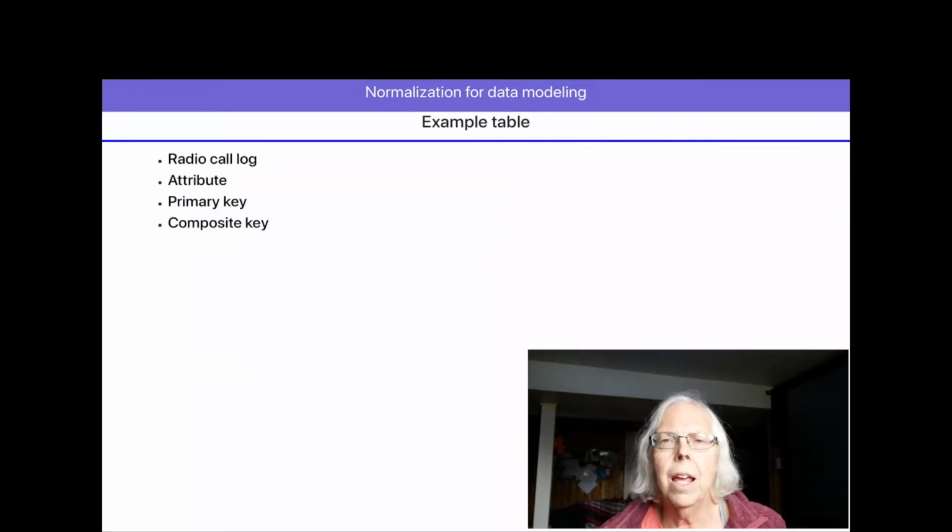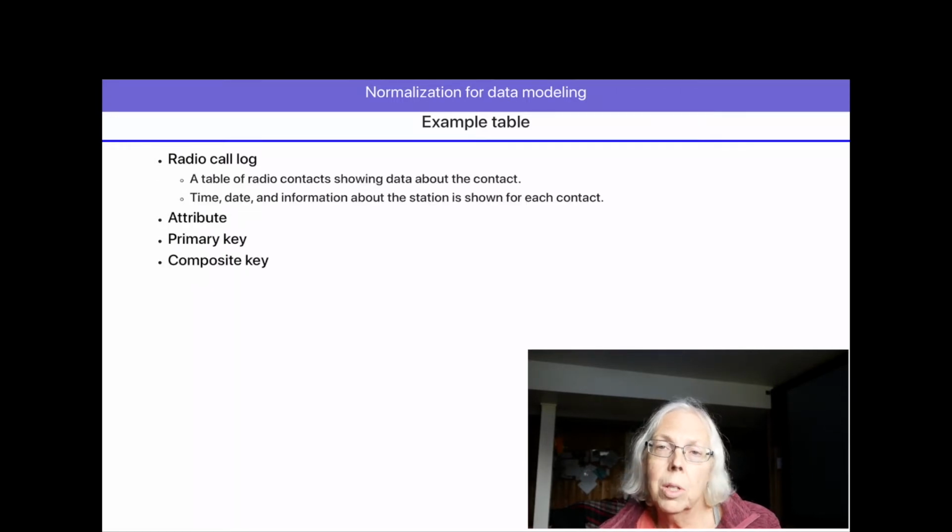So let's look at an example table. This is an example table of a radio call log. So it's a table of radio contacts showing data about the contact, the time and date of the contact, information about the station that we contacted, and we'll show that for every contact.